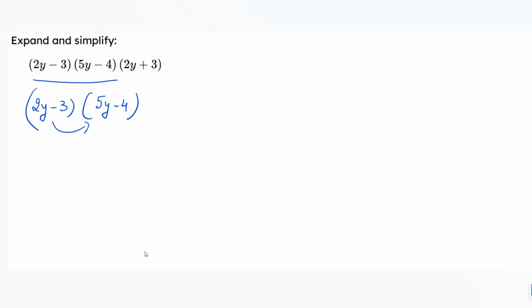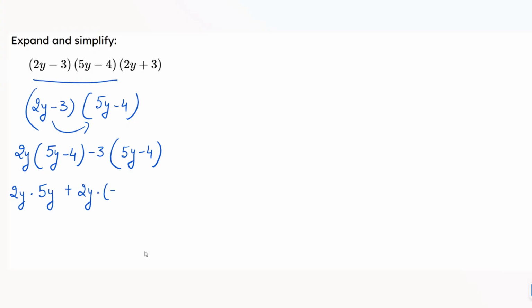For that, we will multiply 2y with the whole second bracket, and -3 we multiply with the whole second bracket. Now we will open the brackets. So we'll get here 2y into 5y plus 2y into negative 4. Always write down the negative value within the bracket. Negative 3 into 5y, negative 3 into negative 4. Now we will multiply it.